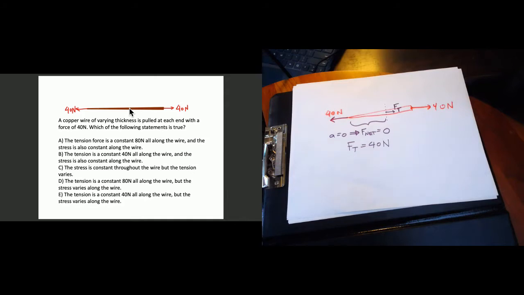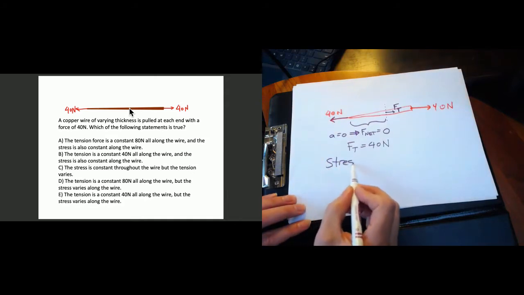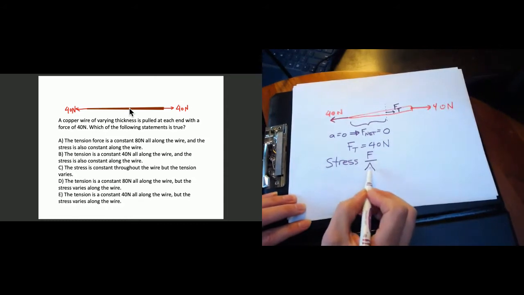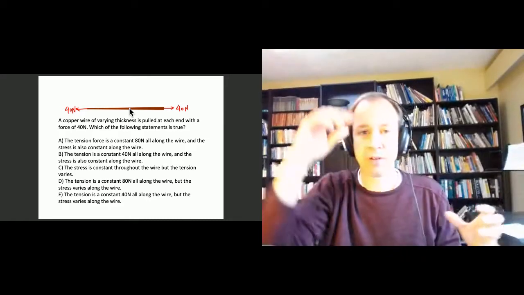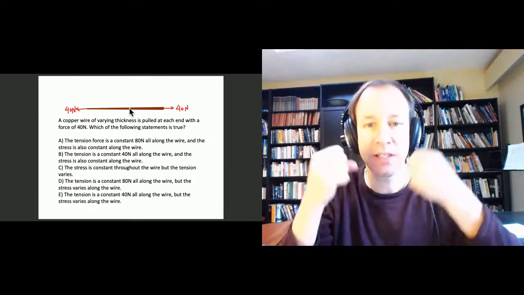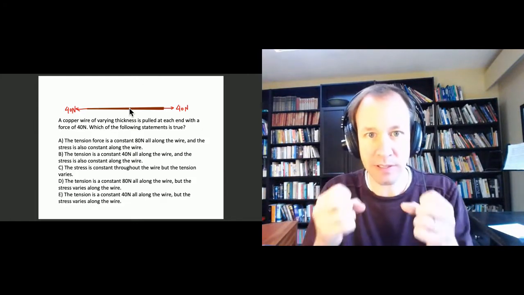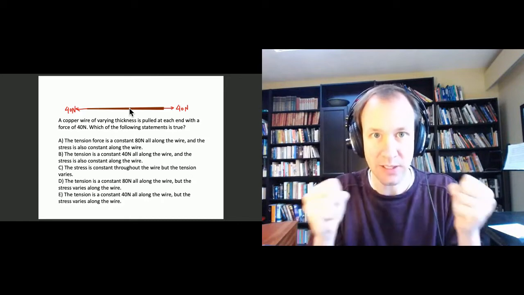What about the stress? So the stress is defined to be the force divided by the cross-sectional area. The cross-sectional area varies along the wire, and so the stress is going to be larger where you have a smaller cross-sectional area and smaller where you have a larger cross-sectional area. And this makes sense because if you are pulling on this wire, remember the stress is the thing that is ultimately proportional to the stretching of the wire, to this change in length.